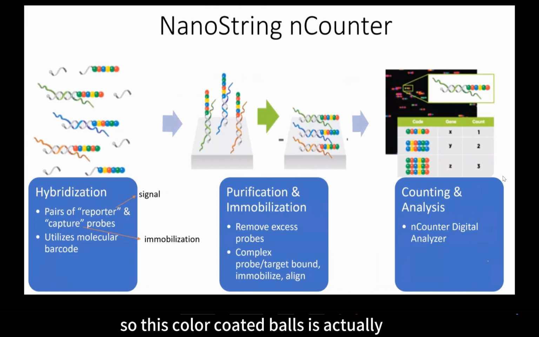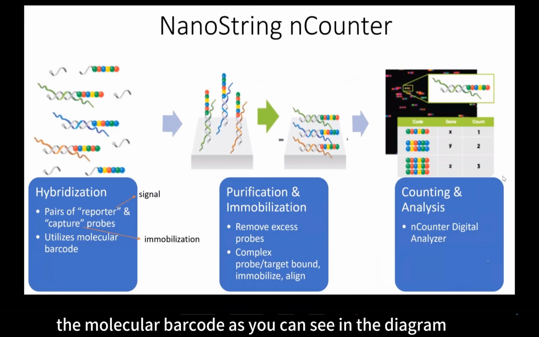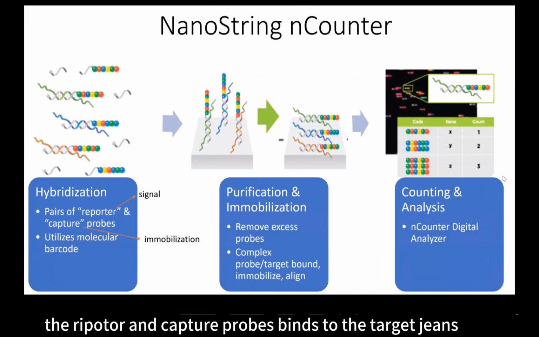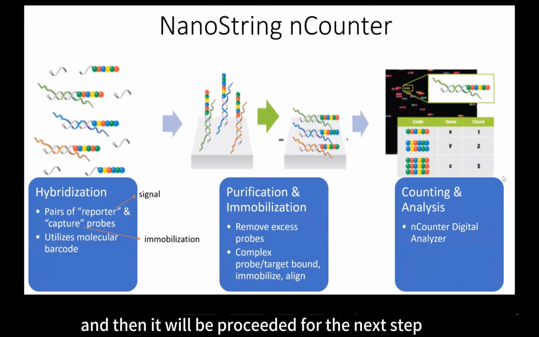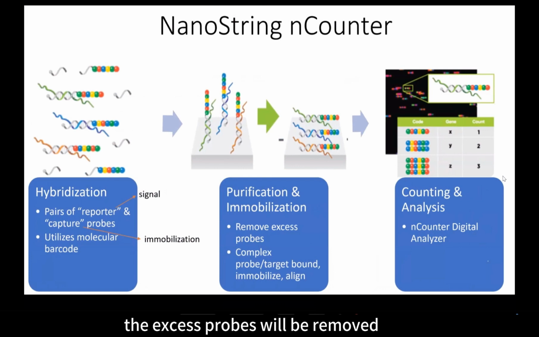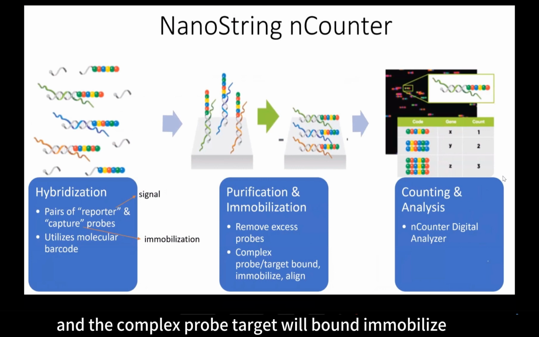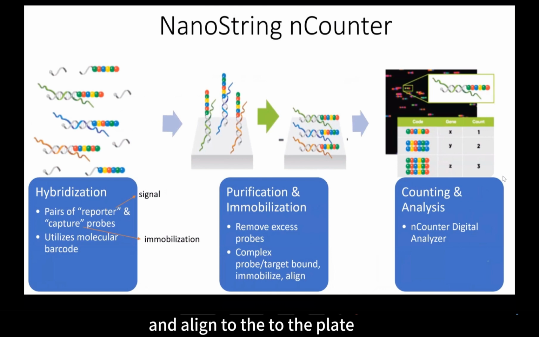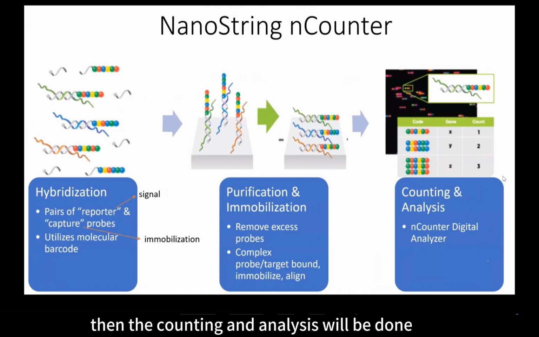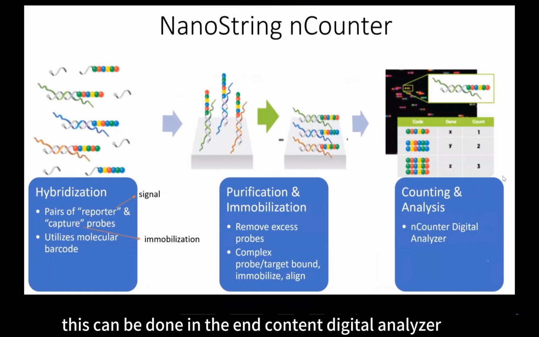This color-coded ball is actually the molecular barcode. As you can see in the diagram, the reporter and capture probes bind to the target genes, and then it will proceed to the next step. Next is the purification and immobilization. The excess probes will be removed and the probe-target complex will be bound, immobilized, and aligned on the plate. Then the counting and analysis will be done. This can be done in the nCounter digital analyzer.